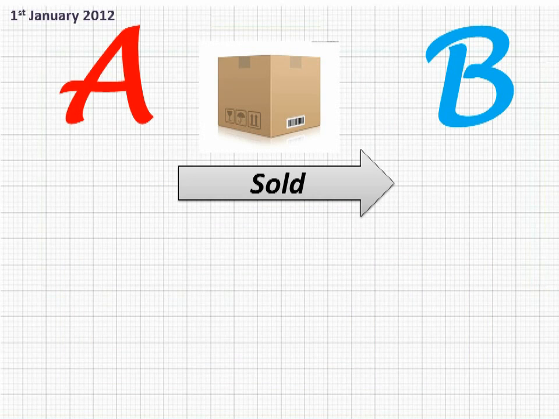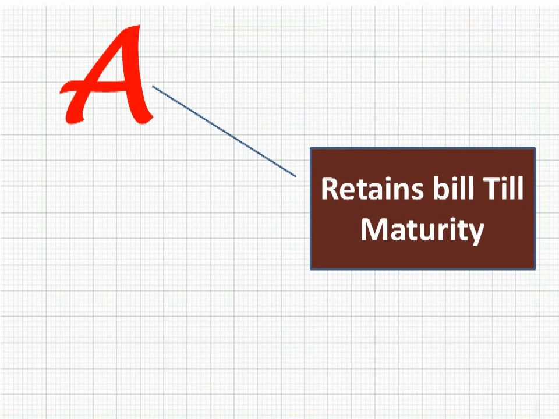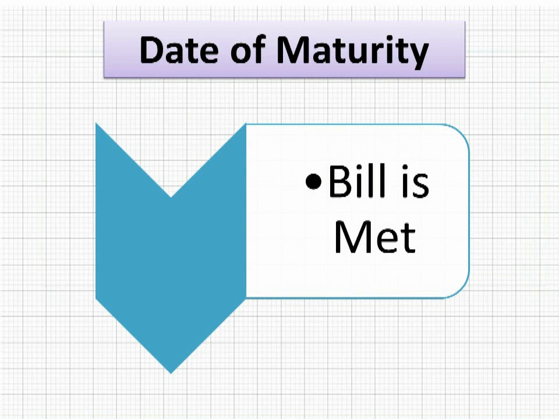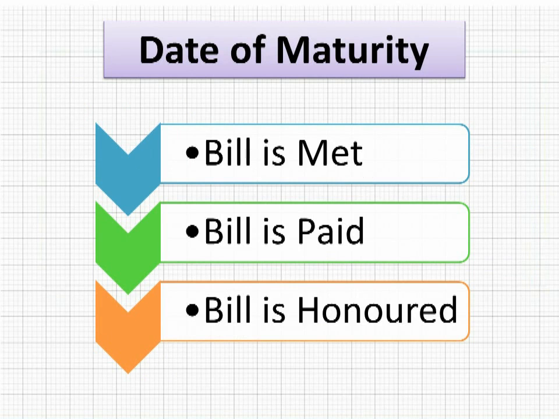So let's take different situations of the bill of exchange. Suppose on 1st January 2012, A sells goods to B on credit basis, and B gives a bill of exchange to A for 3 months. Until the date of maturity, A retains the bill, means A keeps the bill with himself. And on the date of maturity, the bill is met, or we can say the bill is paid, or we can say the bill is honored.